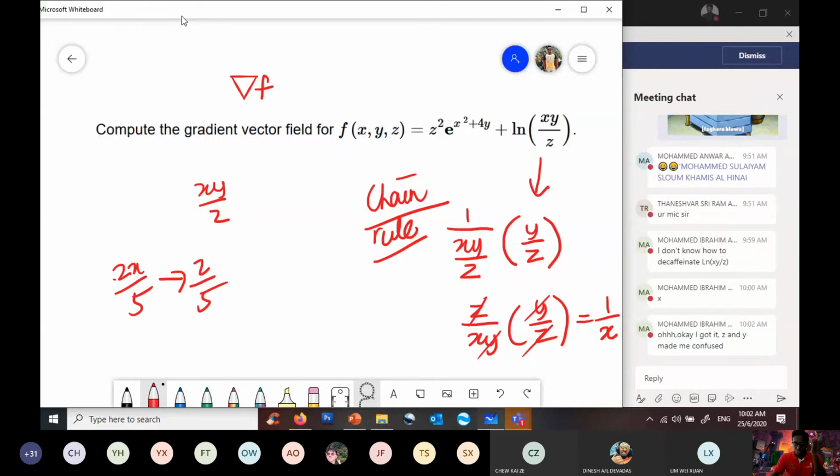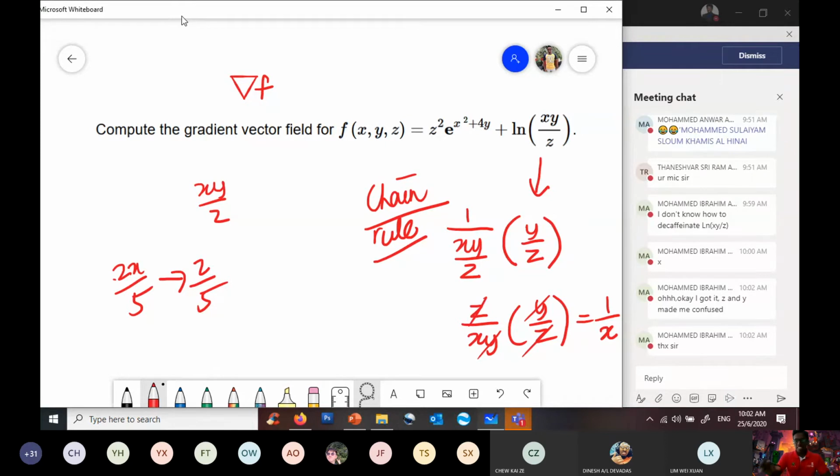Yeah, the z and y look like something that is involved but they are not, because when you differentiate with respect to x, the z and y are just numbers there, they are just constants. Alright, you're welcome, Ibrahim.